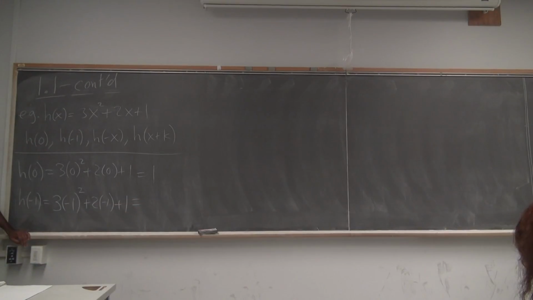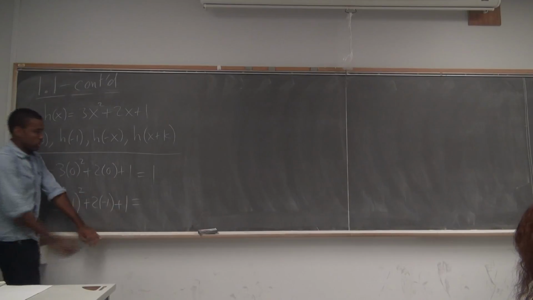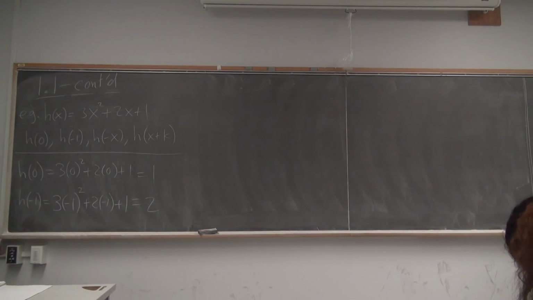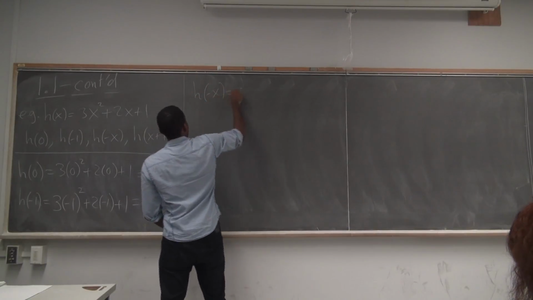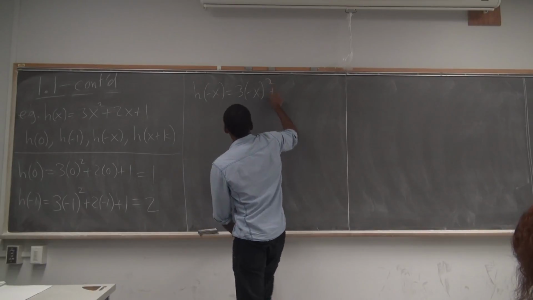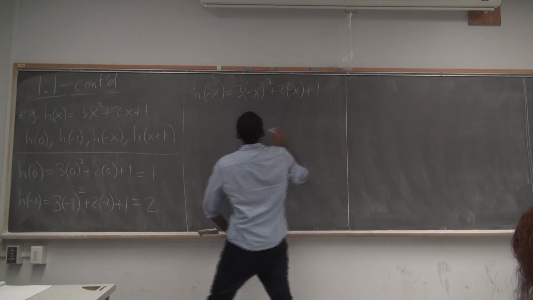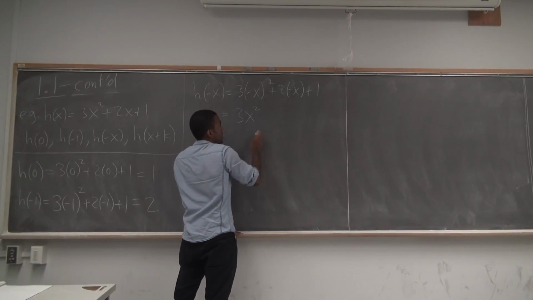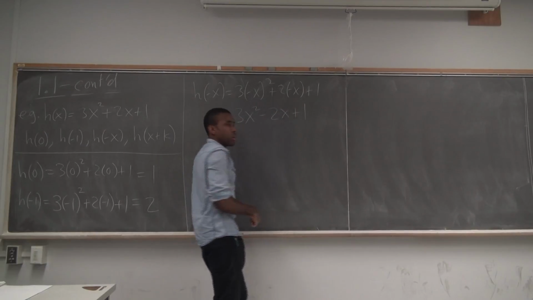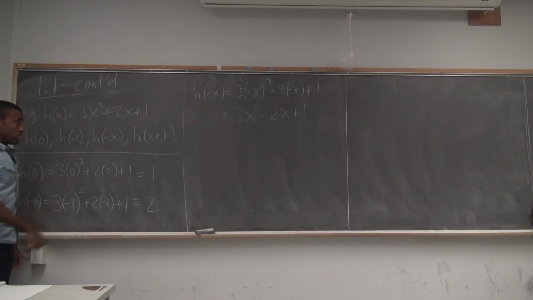What does that give you? 2. Right, so minus 1 squared is 1, PEMDAS, right? So we're going to do the square before we multiply. So 1 times 3 gives me 3, minus 2 is 1, plus 1, so that gives me 2. So that's h of minus 1. If I have h of minus x, this is 3 times minus x squared plus 2 times minus x plus 1. If I simplify, minus x squared is the same as x squared. 2 times minus x is minus 2x plus 1. So h of minus x just changes the middle sign.